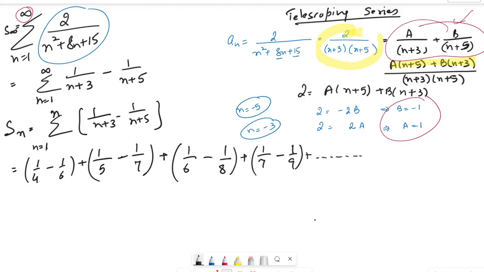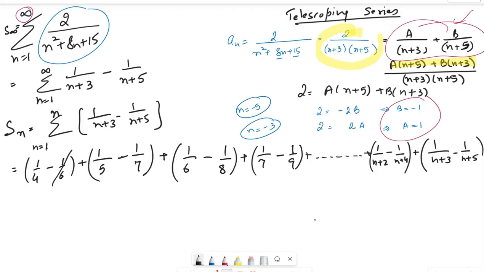You keep on doing that, and then you put n in there. What will you get? 1 by n plus 3 minus 1 by n plus 5. What about the previous term of that? When I put n minus 1 in there, that would be 1 by n plus 2 minus 1 by n minus 1 plus 5, so that will be n plus 4. Now I've expanded this whole thing until the nth term.